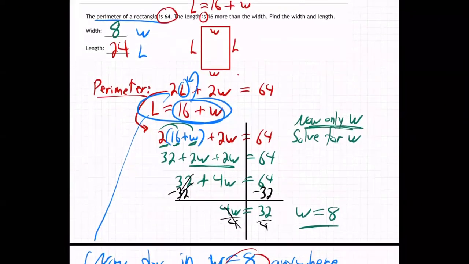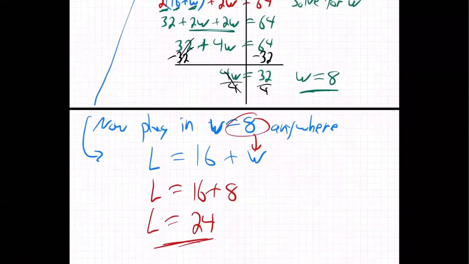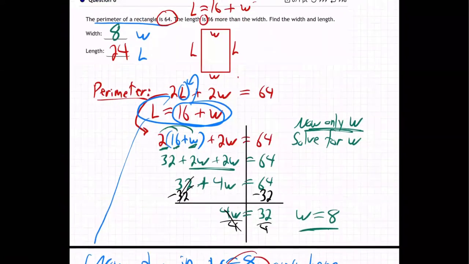All right, so one more time. Let me recap. We started with the perimeter formula. The perimeter of a rectangle is all the way around the outer edge, width, length, 2 widths and 2 lengths. Perimeter equals 64, they said, and the length is 16 more than the width. Plug one equation into the other. Get that equation with W, solve for W. Once you get W, plug in W anywhere. Plug it in there. We got L. So there we go. We solved for both letters, length and width.